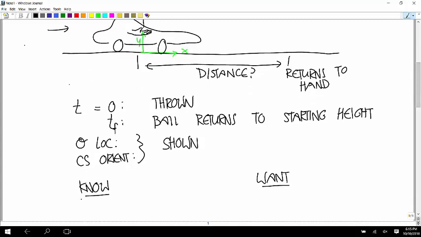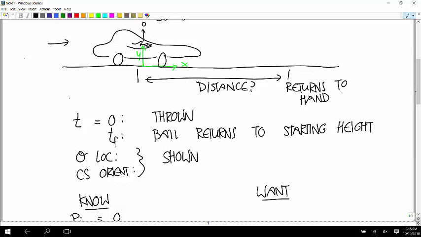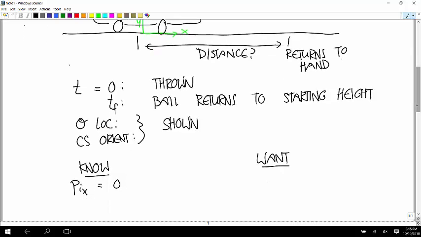Do we know the initial position, the position at time equals 0? Well, first of all, we know that the x position is 0, so p_ix is equal to 0. And then p_iy, do we know that? It would have made it a little simpler if I had put the origin at the hand, because then we would know it was 0. But let's say we don't know what that height is. So we're just going to call it p_iy.